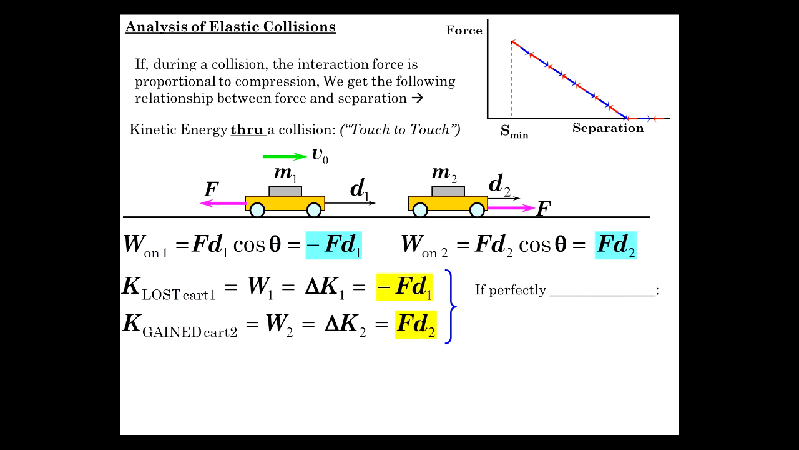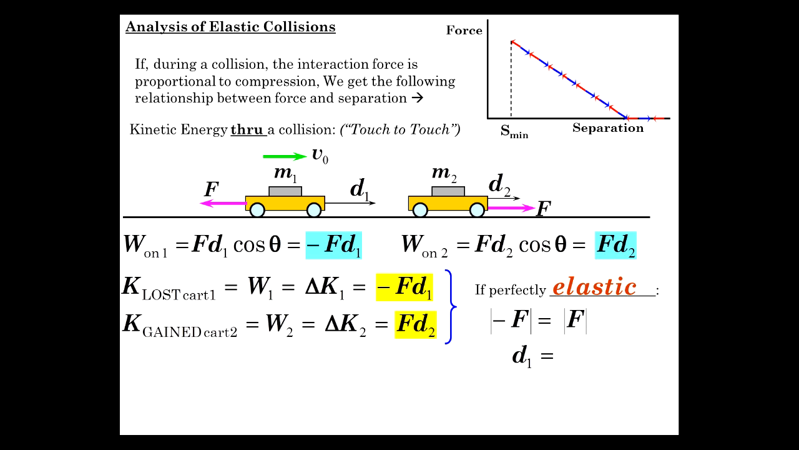Now, consider this collision from contact to contact, from the point that they touch each other to when they stop touching because they bounce off. If it's perfectly elastic, then the force we're talking about is just the same size. Minus F is equal to F. Those forces are equal and opposite.